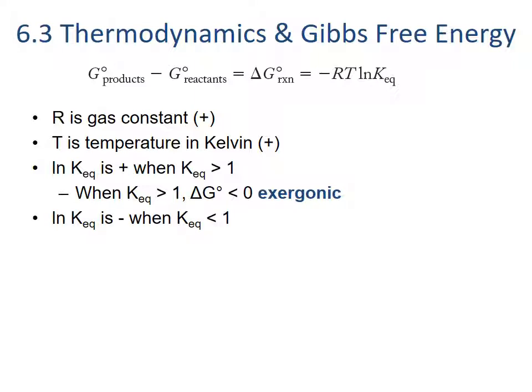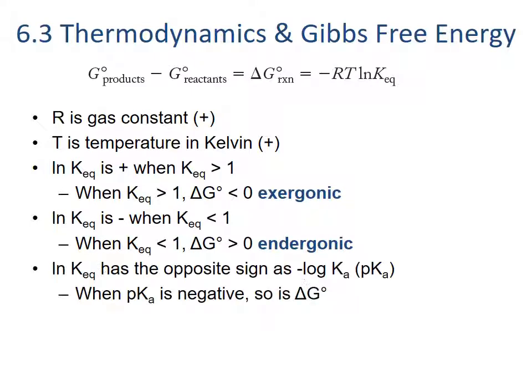On the other hand, when KEQ is less than 1, that makes the natural log negative. This makes delta G naught positive, which we call endergonic. Endergonic reactions favor reactants. We can also use pKa to predict the direction of the reaction too. pKa is already a negative log, so it can be substituted in for the natural log of KEQ, but we're always going to have the opposite sign.